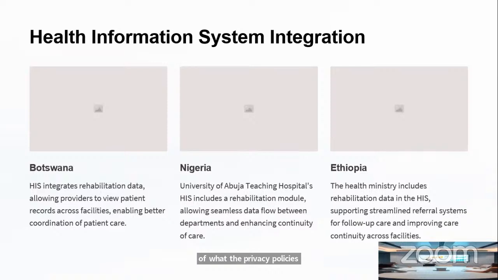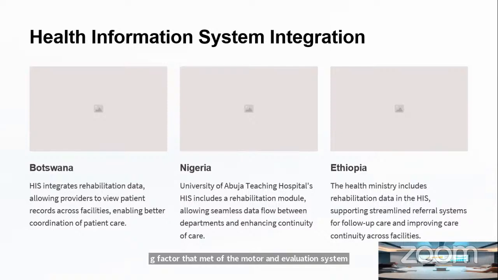Now, the health information system integration. Remember, all these are just key examples, not exhaustive of the available information around the globe. But just to give an example so that we can have a clearer picture and idea of what all these key factors that make up the monitoring and evaluation system are actually meant for.